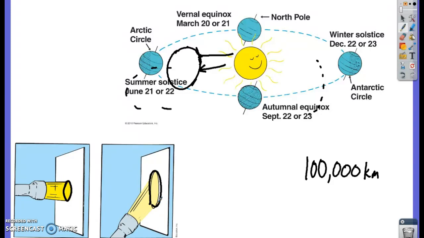roughly, you get the idea. It's going to greatly reduce how hot it is. And so normally it would be hottest at the equator, and then as you get away and it gets more and more curved, you would expect the light to be spread farther and farther.